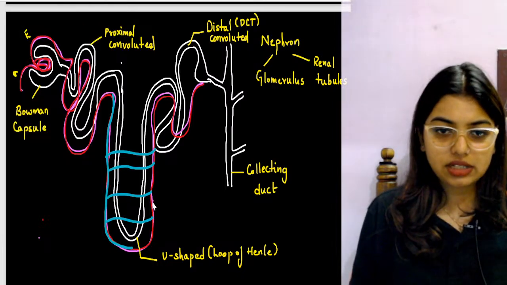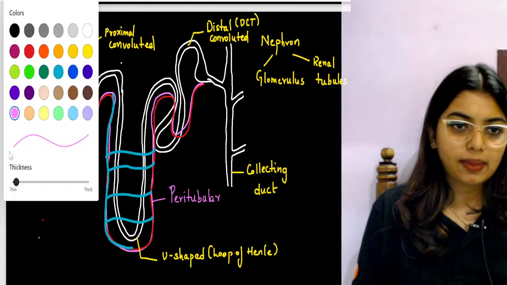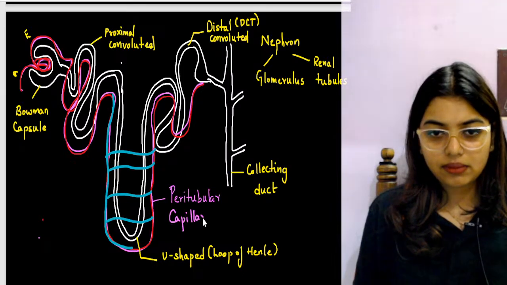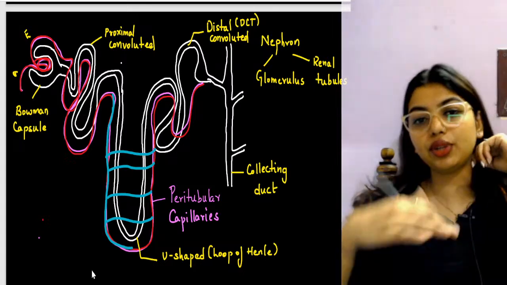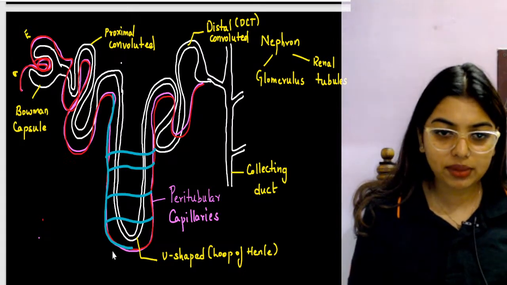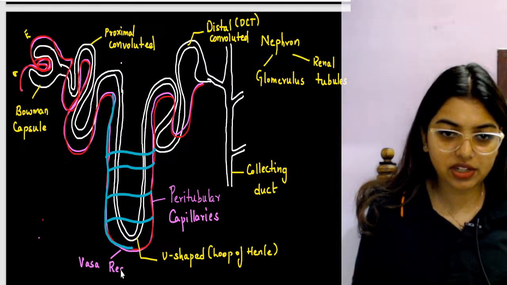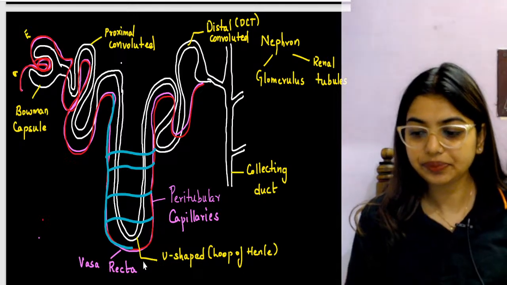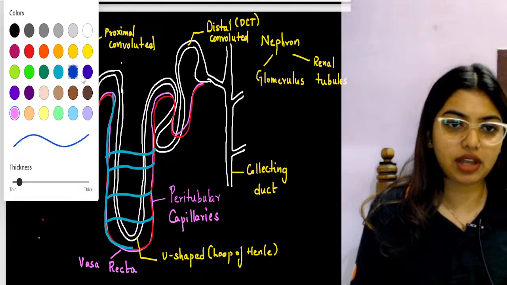What are these blood vessels called? Peritubular capillaries. Got it? Now peritubular capillaries are going to extend again to form the vasa recta. Vasa recta means a small division of the peritubular capillary is called your vasa recta. Clear?